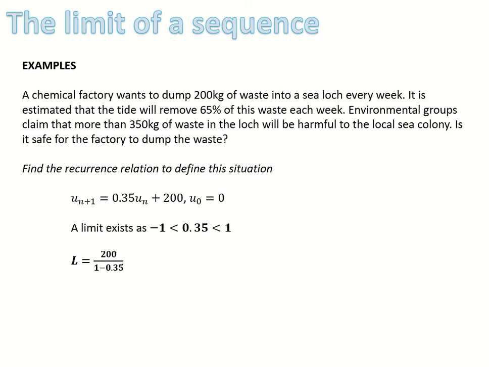So remember, B over 1 minus A. B is 200, A is 0.35, so it's 200 divided by 1 minus 0.35, and you can put that in a calculator. What that tells you is that the limit is 307.69 kilograms. So it will consistently be 307.69 kilograms of waste in the lock. What's going to happen is that the tide's going to remove 65% of it, and they're going to put 200 kilograms back in, and that'll just even out at about 307.69 kilograms.